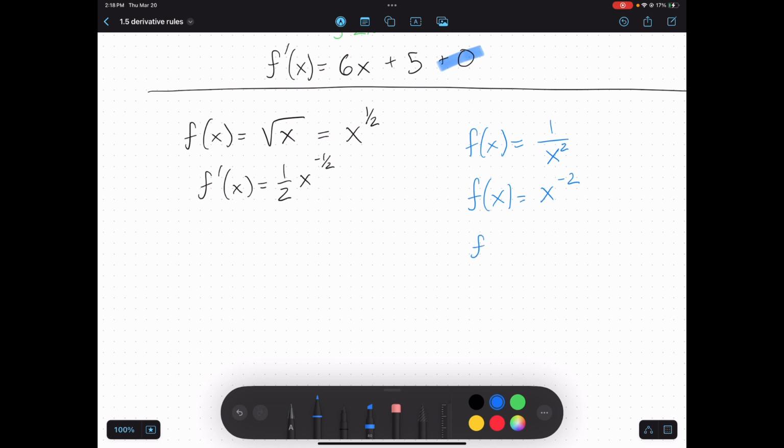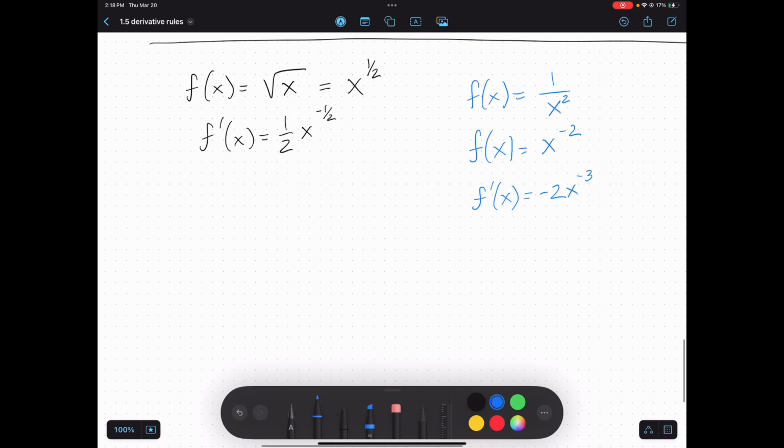So what would my derivative be? I would multiply by the original exponent and reduce that exponent by 1. You do have to be careful here, though, because if I reduce a negative number, it becomes more negative. So I end up with negative 2x to the negative 3. So the power rule still works for fractions and negative exponents.